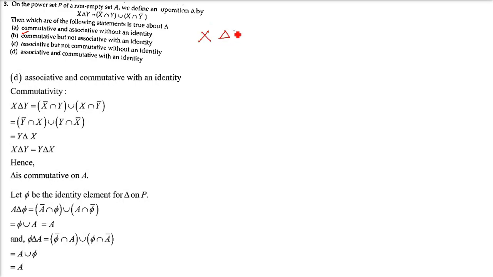So what is the expression? Let me write it here. X triangle Y is equal to X bar, that is the complement, all the values which are not there in X. This is X complement. For example, the complement of 1 is 0, and the complement of 0 is 1. So X complement intersection Y, or X bar intersection Y, union X intersection Y bar.